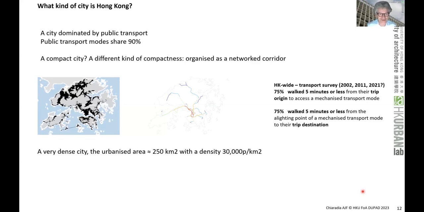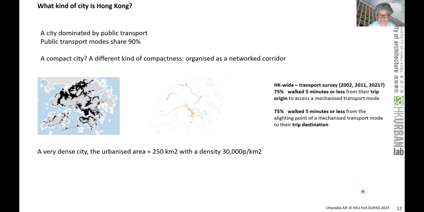If you ask people, is Hong Kong compact? Everybody will say, yes, it is compact. And then if you look at the built shape, it is anything but compact, because it's more like a series of corridors. And that's the intriguing part in a way. By this series of corridors, it's quite efficient despite the dispersed urban form.